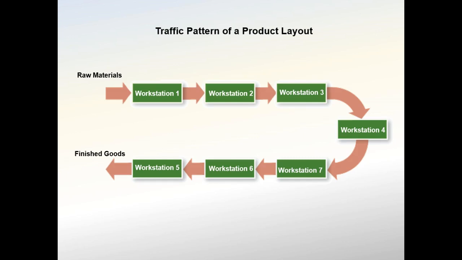One familiar example of a product layout is an assembly line, although not all product layouts fit that description. As the name suggests, what all product layouts do share is a devotion to the efficient production of a single standardized product.